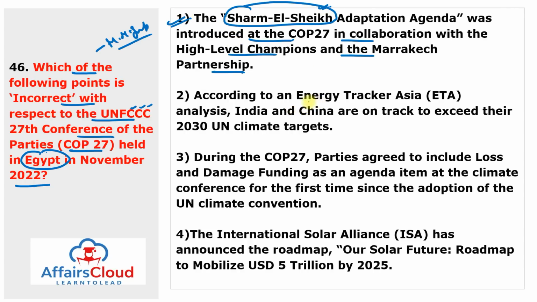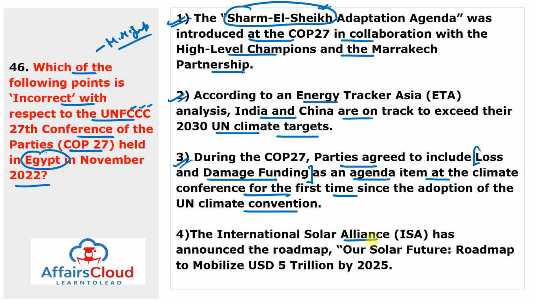Next is, according to an Energy Tracker Asia analysis, India and China are on track to exceed their 2030 United Nations climate targets. So this statement is also true. During the COP27, parties agreed to include loss and damage funding. This is important. Loss and damage funding as an agenda item at the climate conference for the first time since the adoption of the United Nations Climate Convention. And this statement is also true.